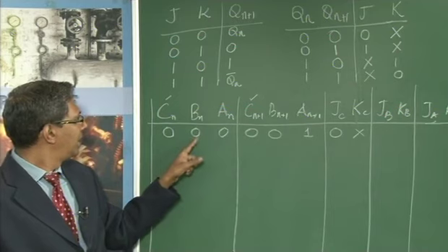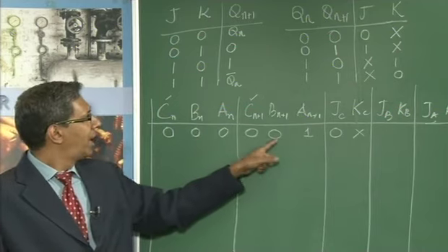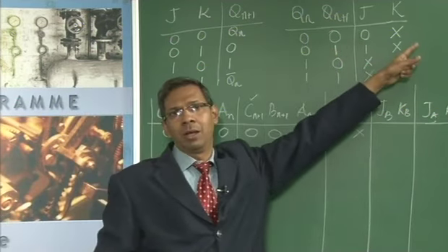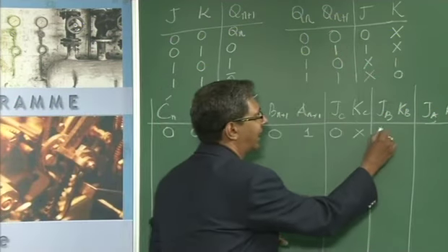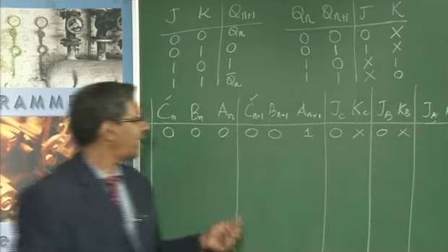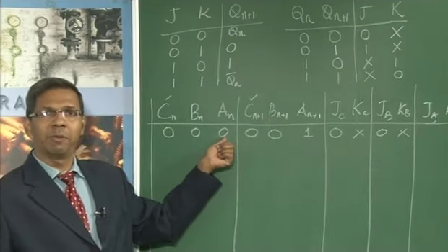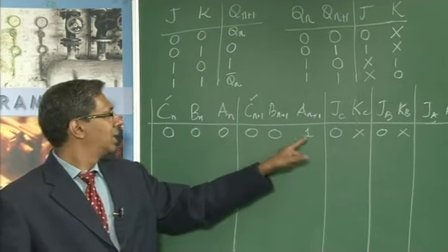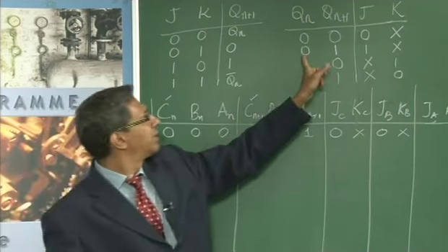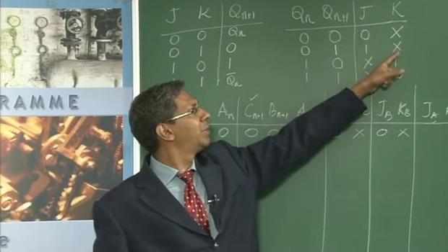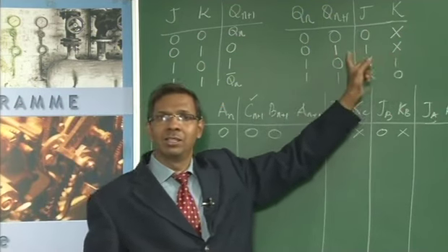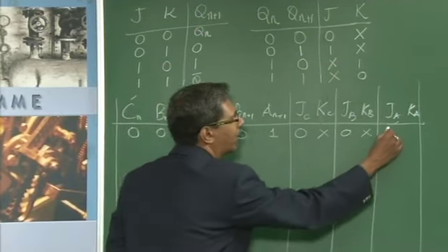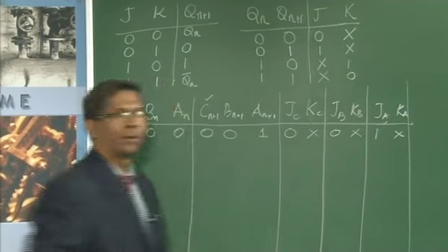Similarly, what about B? B starts with 0 and it stays at 0. So again it's 0 and 0, which constitutes 0 and x. Finally, the last flip-flop, which is flip-flop A: the previous output was 0 and the next output was 1. So if it is 0 and 1, the state transition table requires that the JK inputs be 1 and x. As per that, I am going to write for A 1 and x, right?